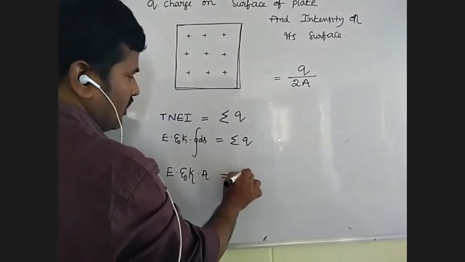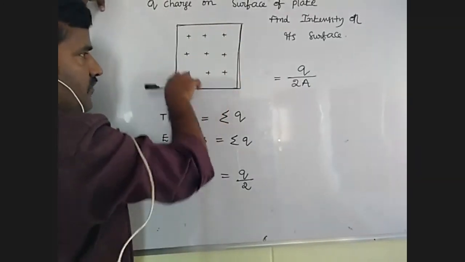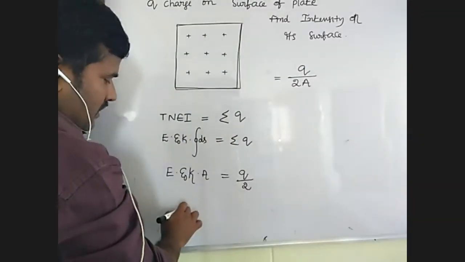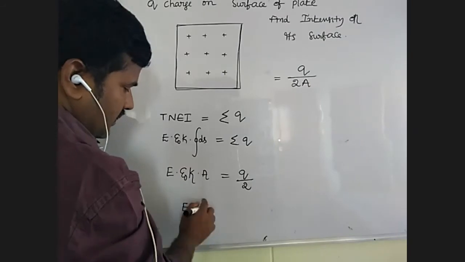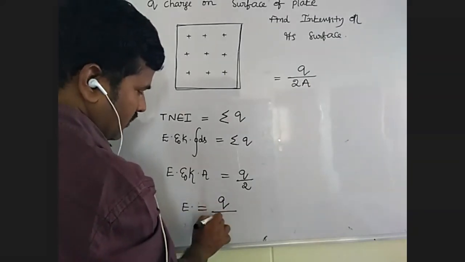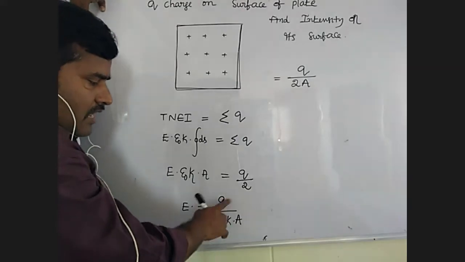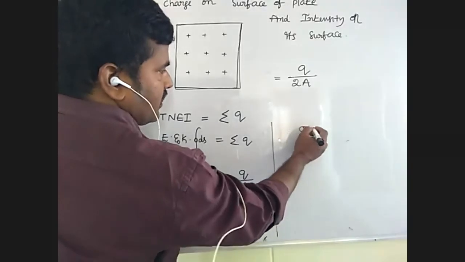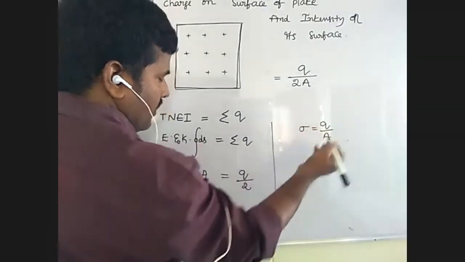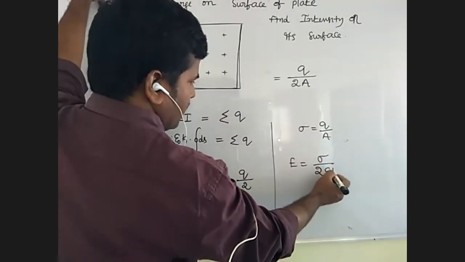One surface has charge Q by 2. Then E into epsilon naught k, we want the intensity. Intensity equals Q upon 2 into epsilon naught k into A. So E equals Q upon 2 epsilon naught k into A. Q upon A is nothing but sigma, the charge density. Then intensity becomes sigma upon 2 epsilon naught k.